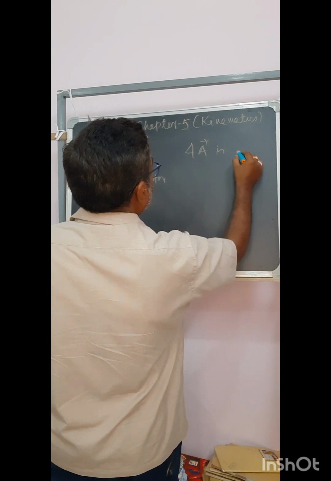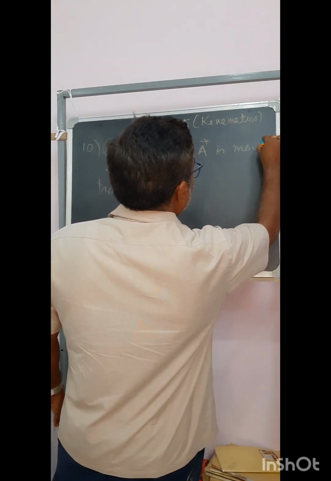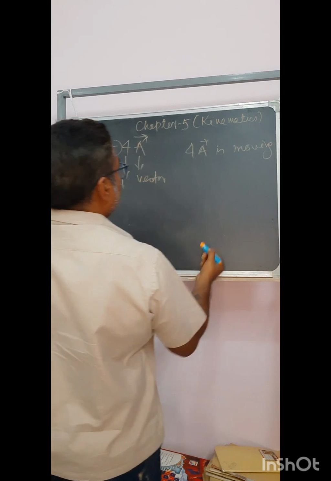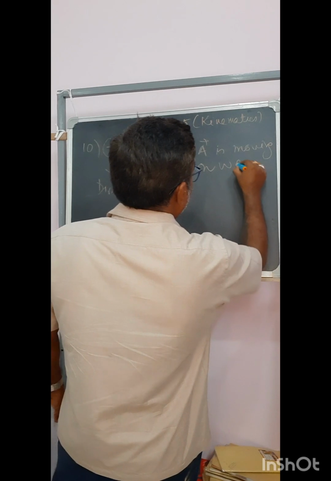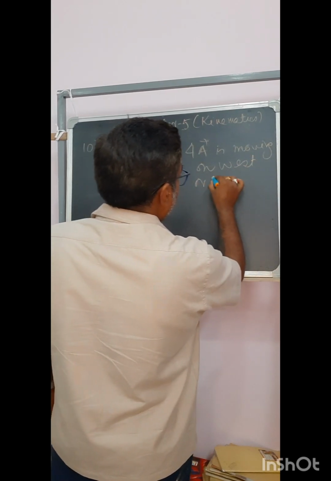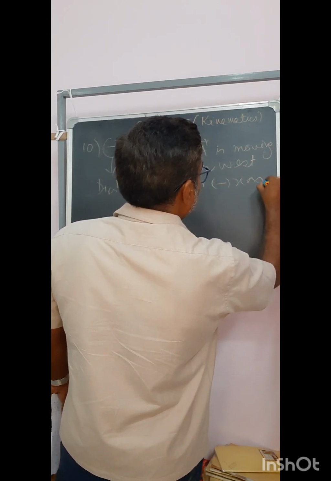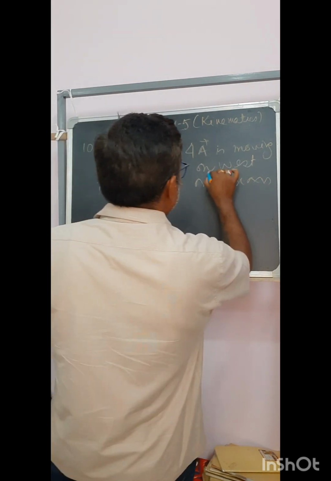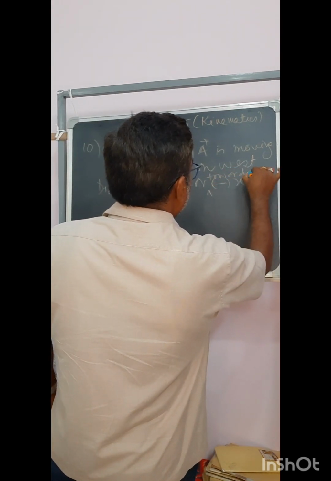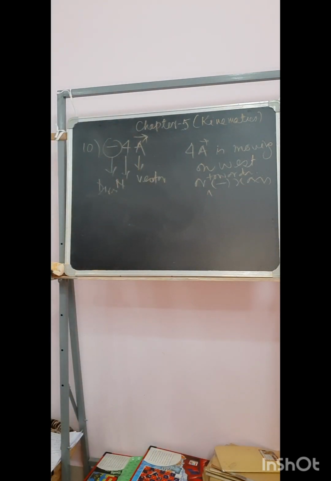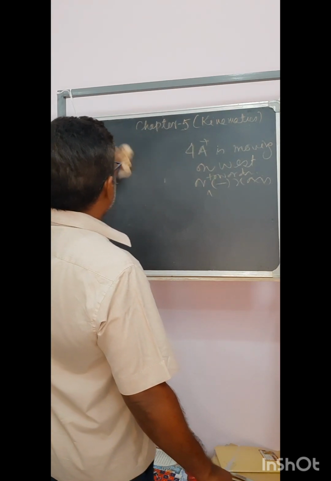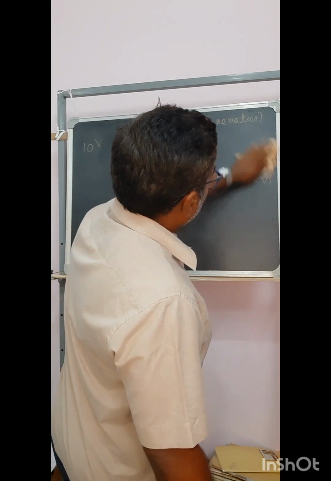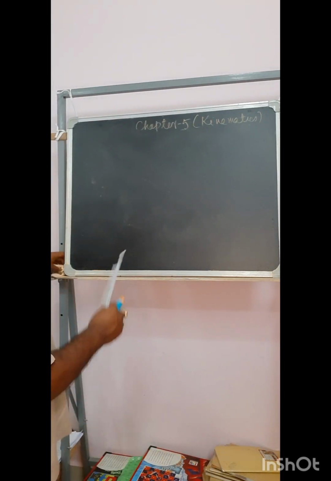is moving, or the direction of motion of that 4a vector is on the west side, or towards the negative x axis. That I can read from this vector. So just for the sake of understanding, I am explaining one example so that you can refresh your memory of what I have taught in your theory class.